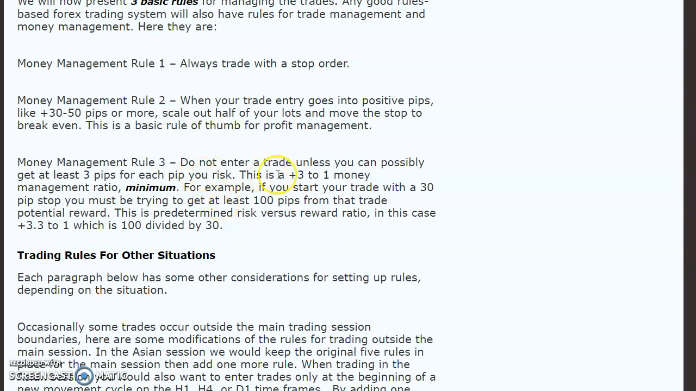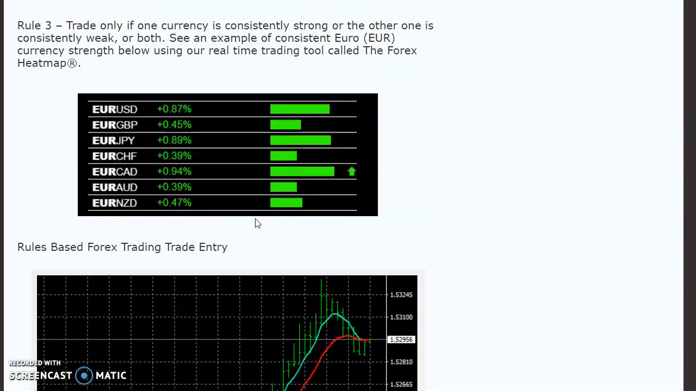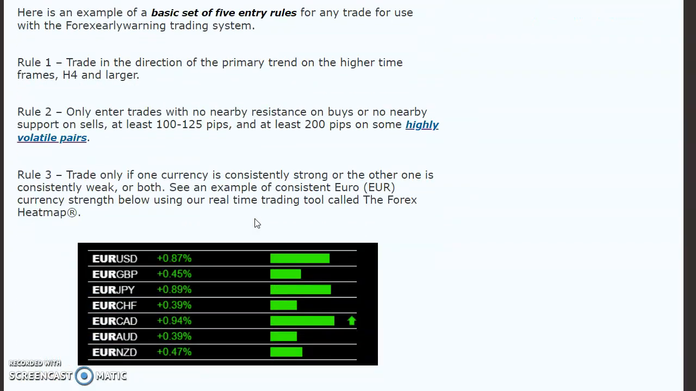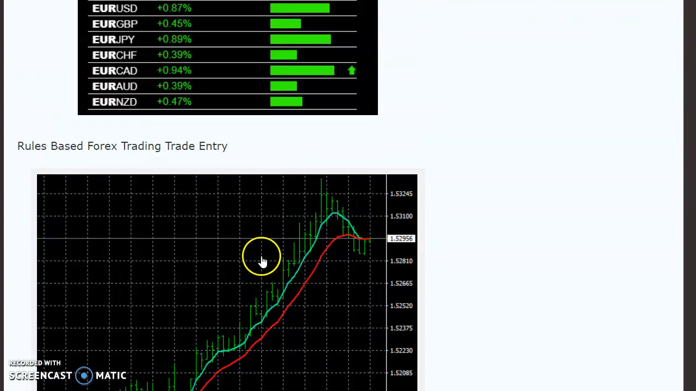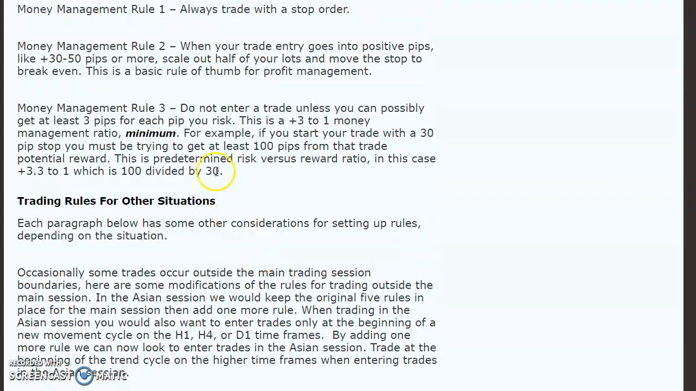And don't enter a trade unless you can possibly get at least 3 pips of return for each pip you risk. So if your stop order is a 30 pip stop, you have to be looking to make at least 100 pips. That's 3.3 to 1 positive, because 100 divided by 30. Now, one of these rules is based on the number of pips. This is based on the risk to reward ratio. 3 rules for money management, 5 rules for trade entry.